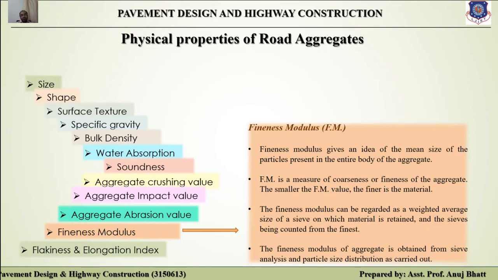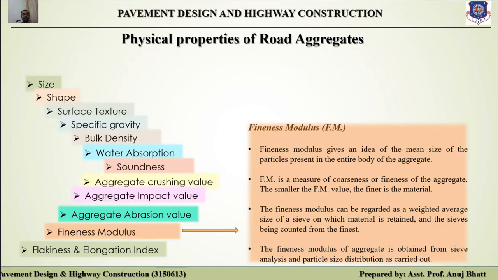The fineness modulus can be regarded as a weighted average size of a sieve on which the material is retained, the sieves being counted from the finest. The fineness modulus of fine aggregate varies between 2 and 3.5. For coarse aggregate, the fineness modulus varies between 5.5 and 8, and for all-in aggregates, that means the mixture, the value should be between 3.5 and 6.5.